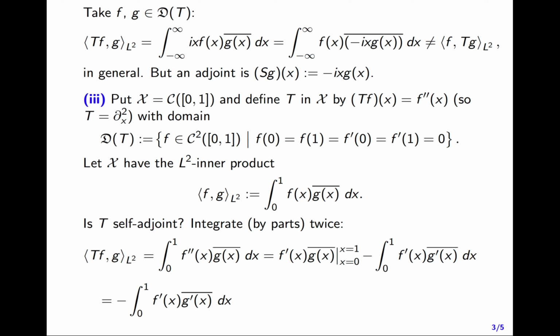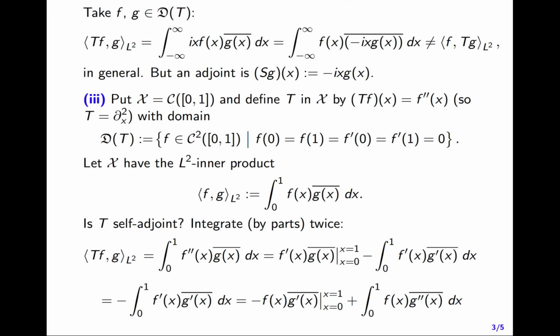So these boundary terms, the f'(x) and g(x) bar, they all vanish because f'(1) is 0, and so is f'(0). And the same thing for g, because f and g are both in the domain of T. So I'm left now with minus the integral 0 to 1 of f'(x) conjugate g'(x). Let's integrate by parts again. This becomes minus f(x) conjugate g'(x) evaluated from x equals 0 to x equals 1, plus the integral from 0 to 1 of f(x) conjugate g''(x). And I like that last integral a lot.